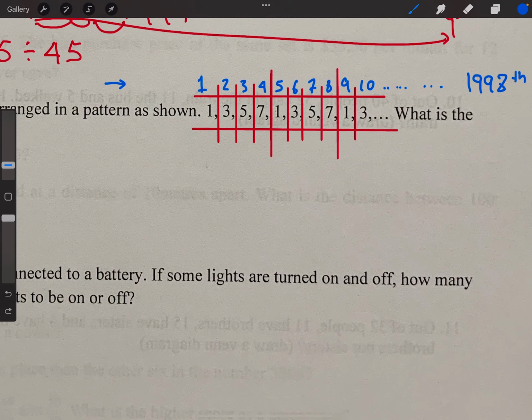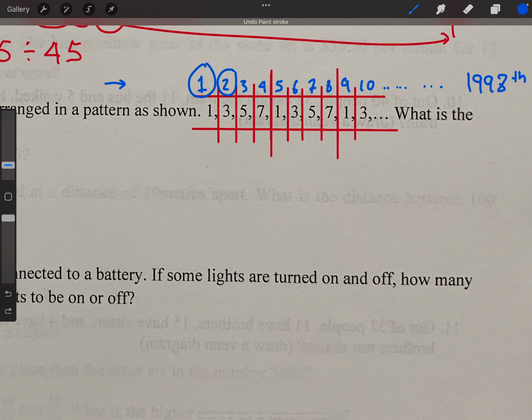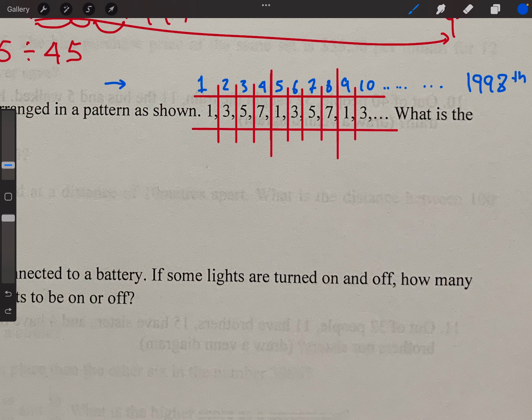So what we're going to do is take these numbers and divide by 4. Okay? And then we're going to find the remainder. So I'm going to put the remainder here. Remainder. And this is the number position.